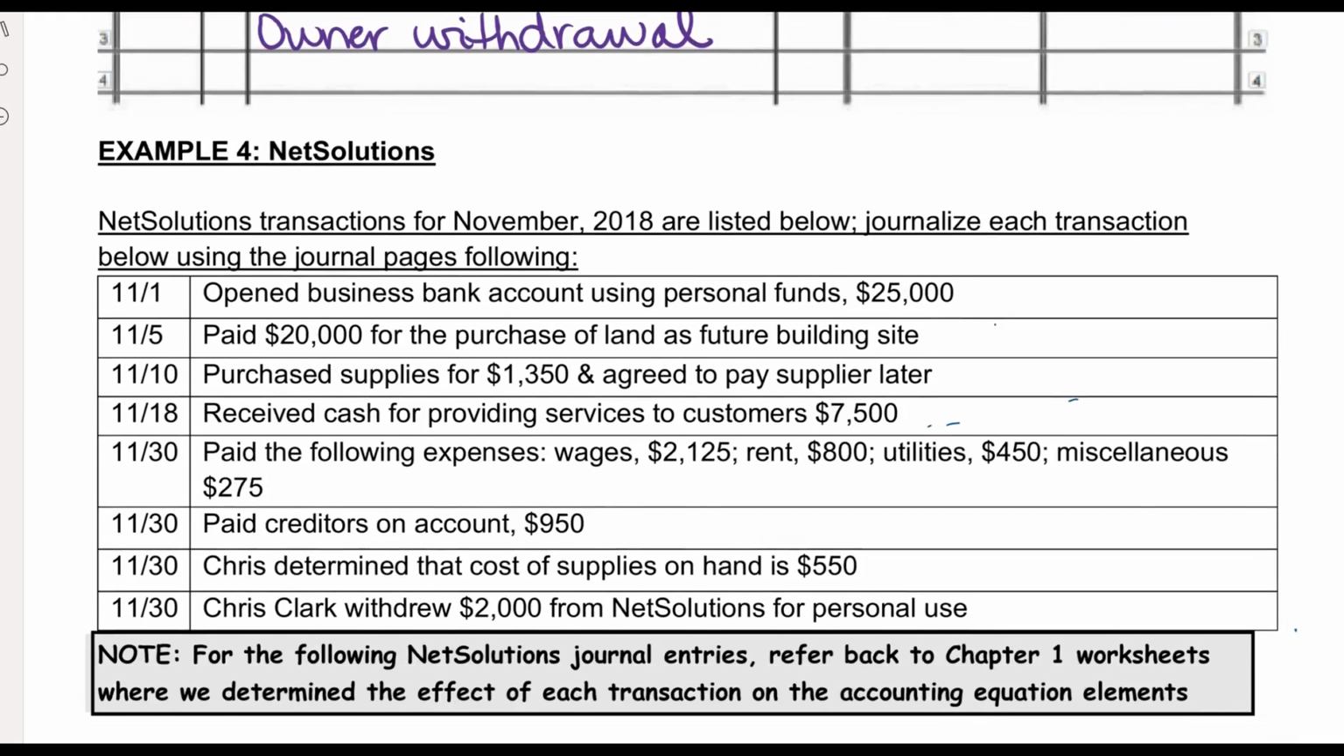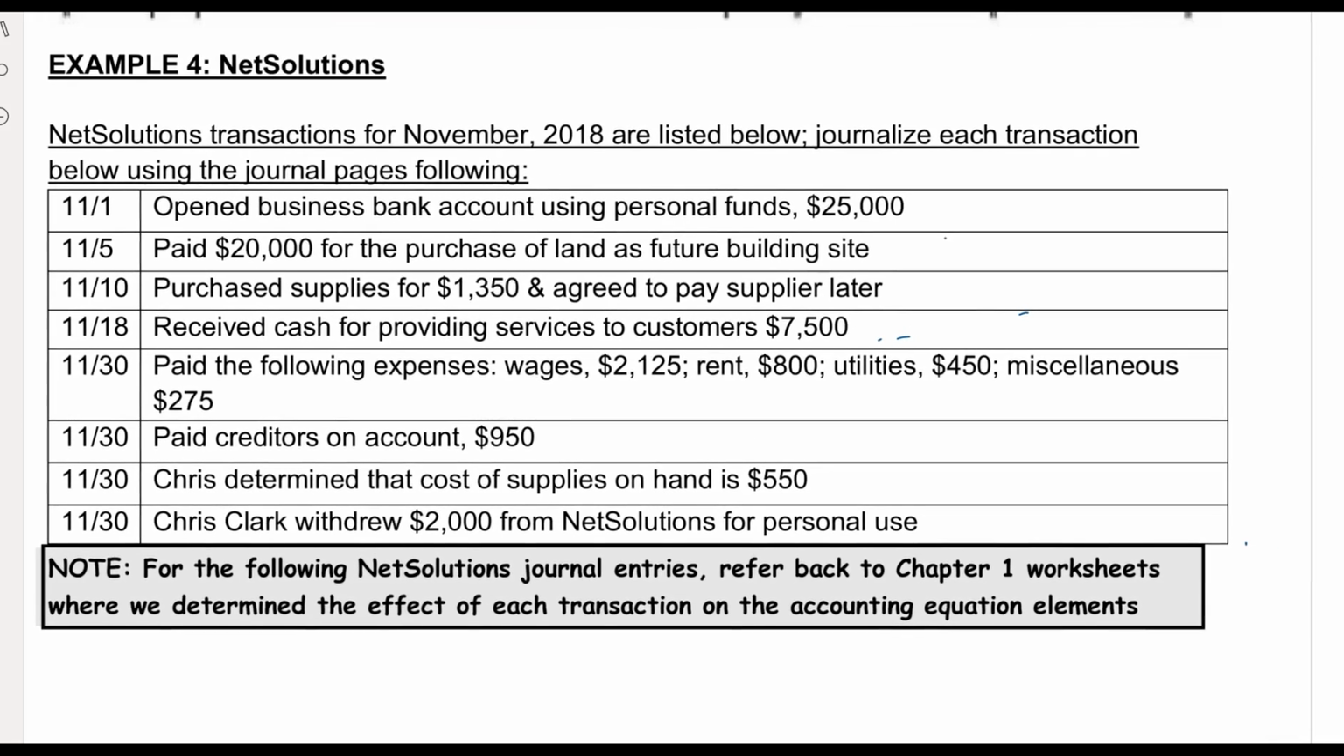Okay, the next thing we're going to do is take these very same November transactions for Net Solutions that we've been looking at since day one, and we are going to go through that four-part process of determining which account these are going to go to and what type of account: increase, decrease, debit, credit. And then we'll journalize them.